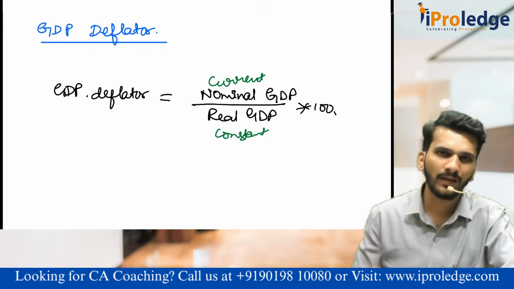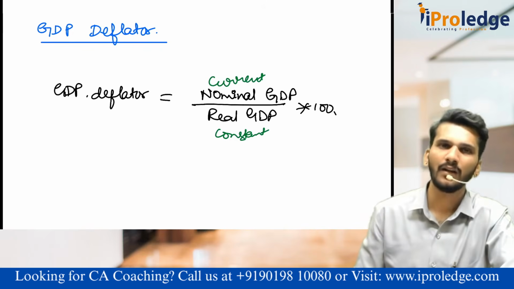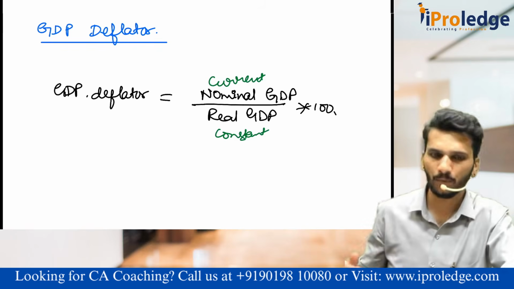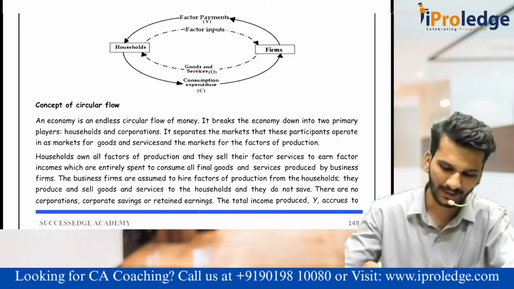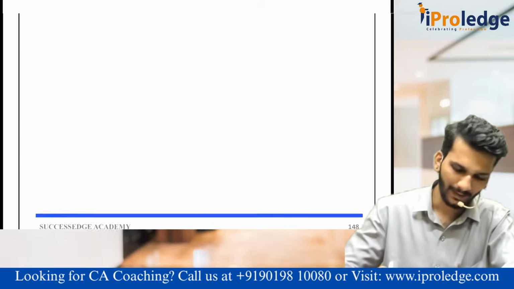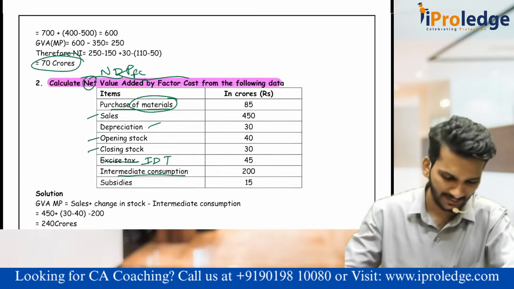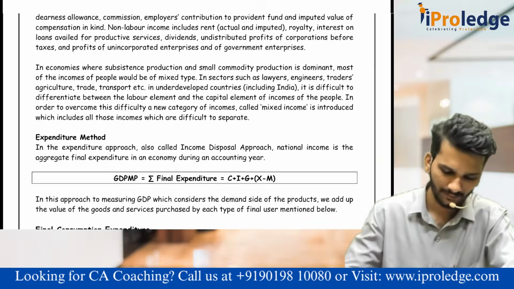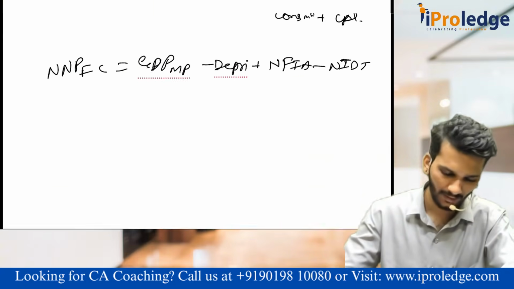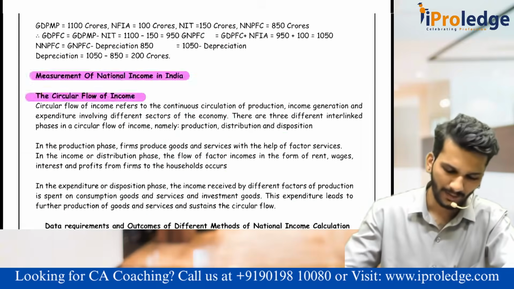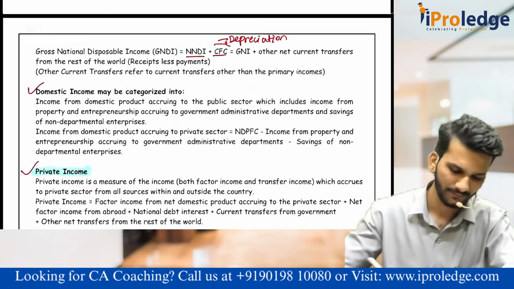For which we have one question in our material. We will discuss that question, then we will proceed further. We have our class material. I am directly looking into that question. We will discuss all these things elaborately in the class, but because we are doing the revision, we are discussing in an overall manner. The GDP deflator.